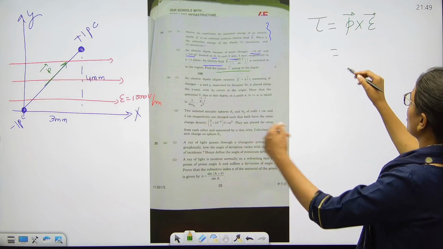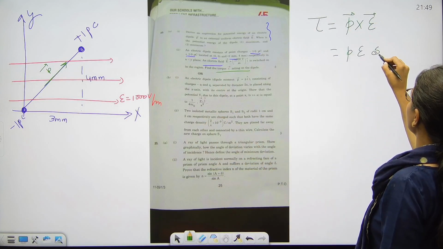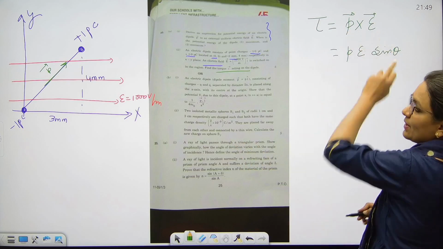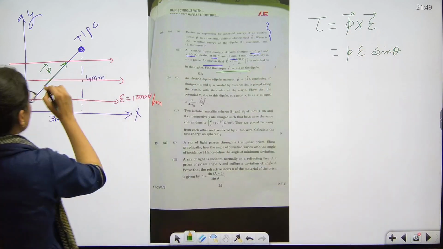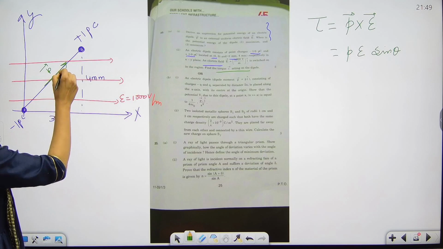What is P? Chalo, we'll find it. P E sin theta. What is sin theta? It is the angle between P and E. What is the angle between P and E? We don't know, so let us consider it to be theta.